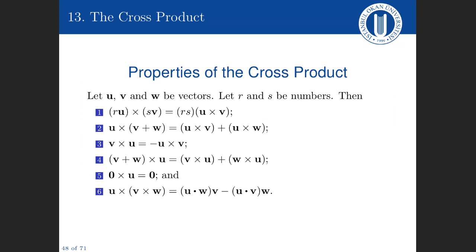We have some properties of the cross product which I want to run through. If we have two numbers, r and s, and two vectors, u and v, and we do ru cross sv, that's the same as rs multiplied by u cross v. u cross (v plus w) is as we would expect. But this one perhaps looks a little bit unusual. v cross u is equal to minus u cross v. I'm going to discuss this in a moment.